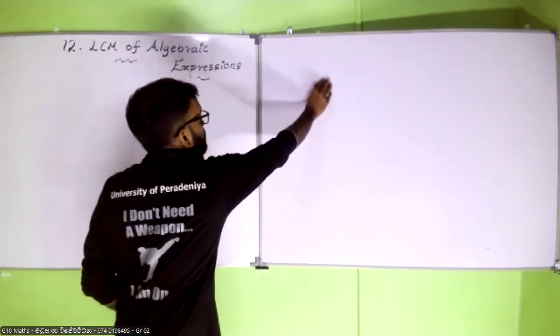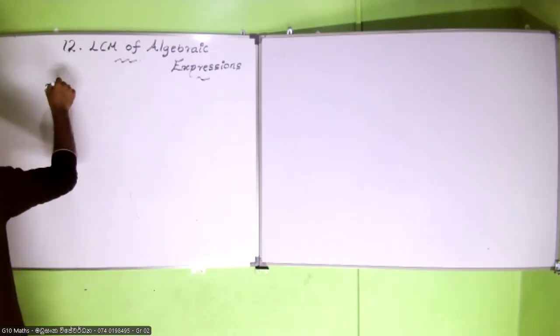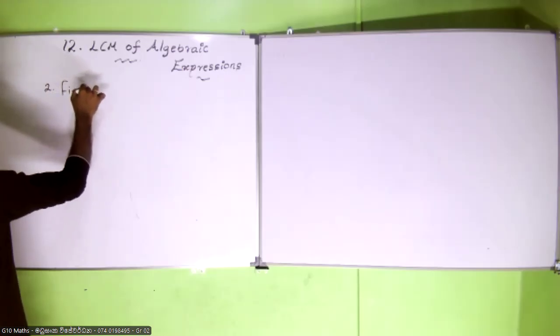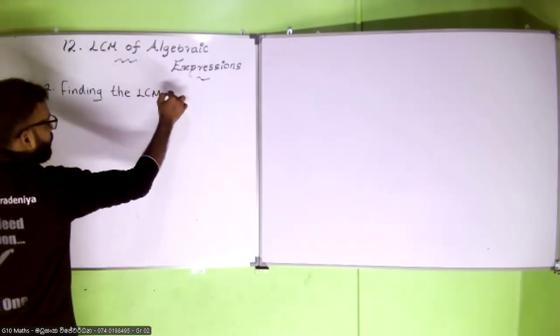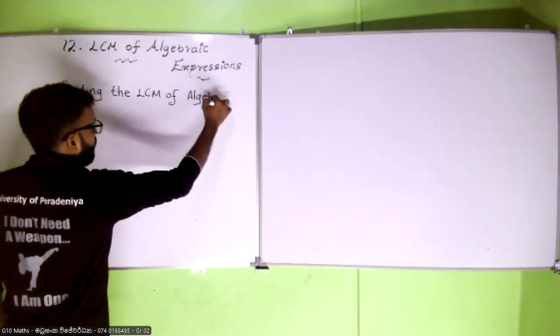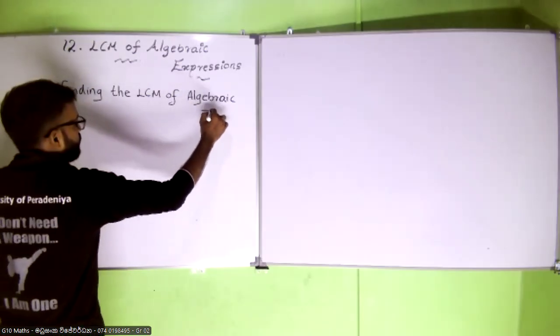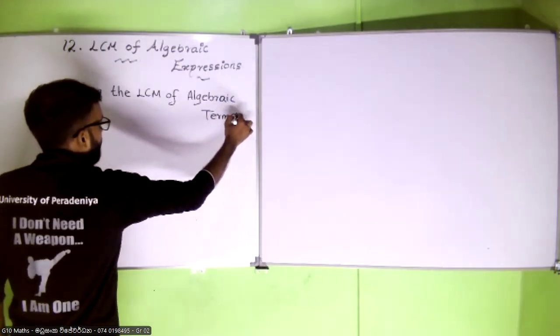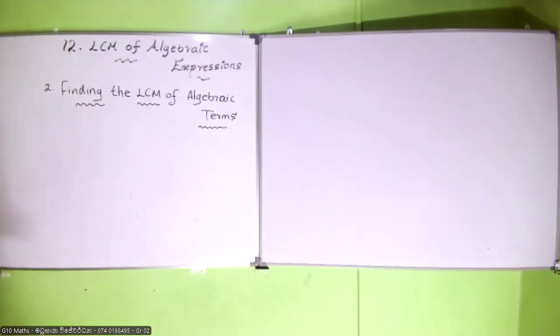Write down the second subtitle. Finding the LCM of algebraic terms. This is the second subtitle.